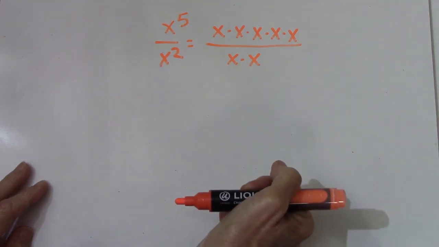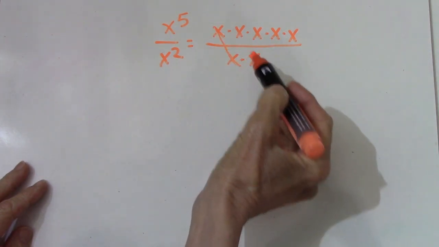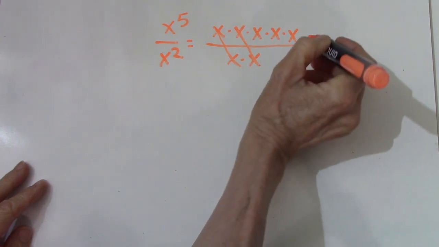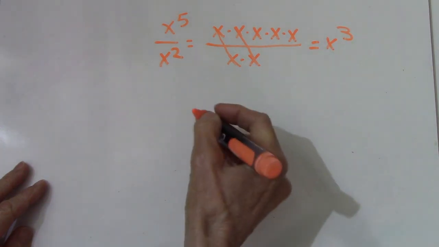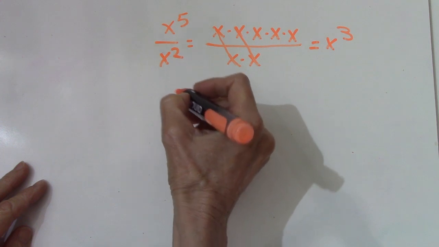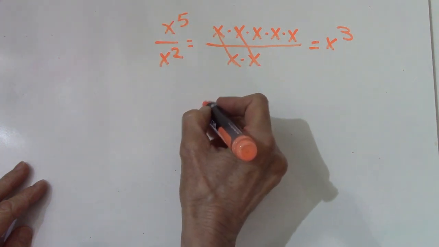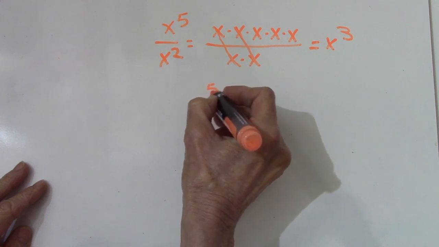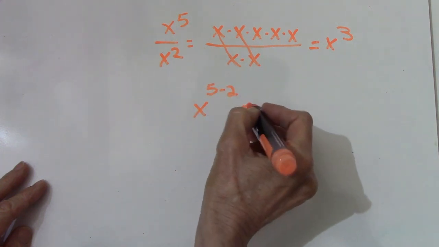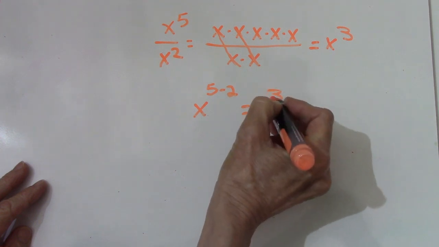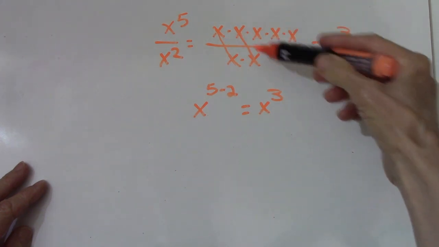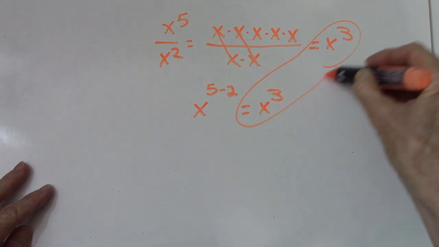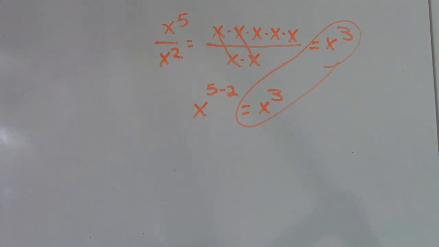Okay, so then if we go to reduce this, we know that x over x is 1 and x over x is 1, and this leaves us with x cubed in the numerator, or just x cubed. We also have a rule that tells us that when we reduce a fraction, we can subtract the exponents, so this gives us x to the 5 minus 2, which gives us x to the 3rd. Either way, by subtracting exponents or by writing it out and reducing, we get the same answer. So that's why we have two different techniques that we can use.